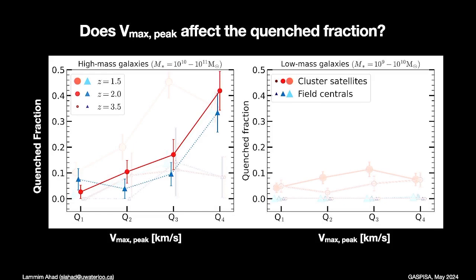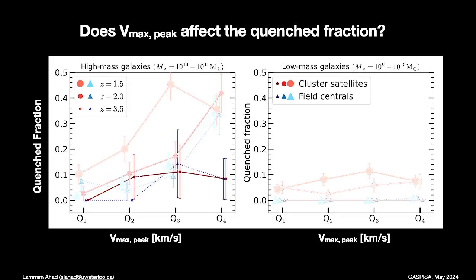Again, we don't see any difference if you consider the error bars in the fraction, in the distribution of these lines. The red circles, the cluster satellites, and the field centrals have a comparable quenched fraction with respect to their Vmax peak values, which means that for the same stellar mass, if they have a higher Vmax peak, they are more likely to be quenched. But because these distributions are very similar, what it's telling us is that whatever processes are quenching them are likely similar as well. There is no difference in the cluster satellites.